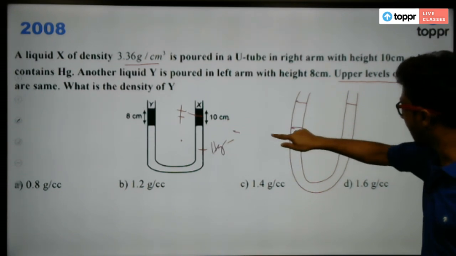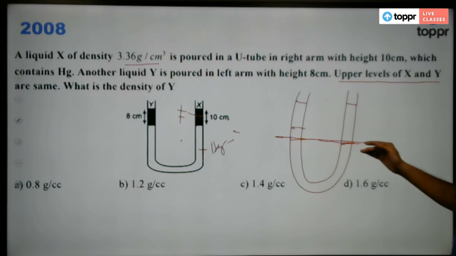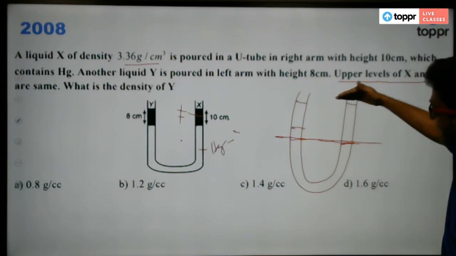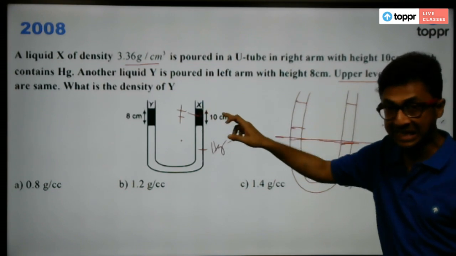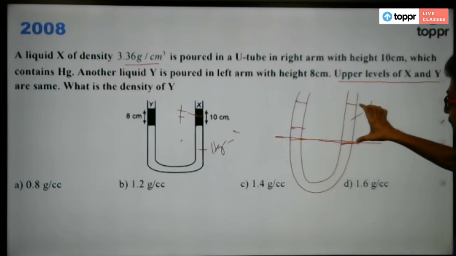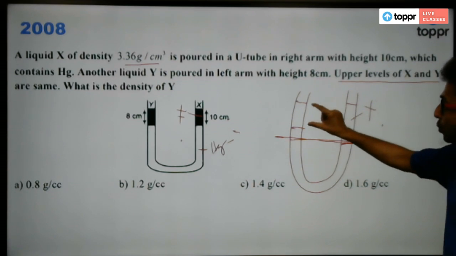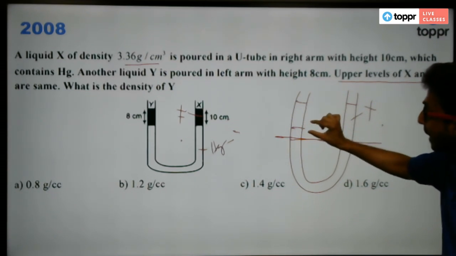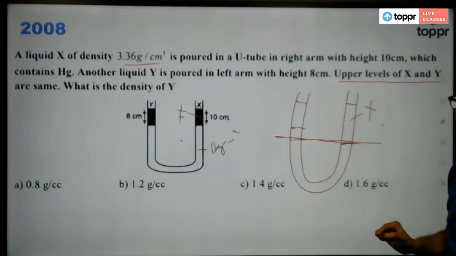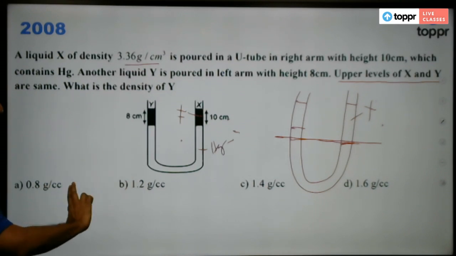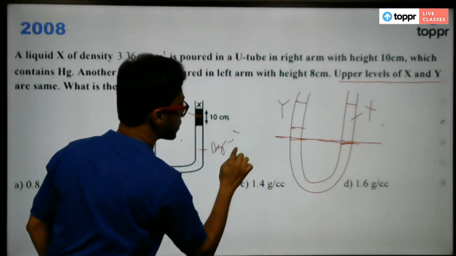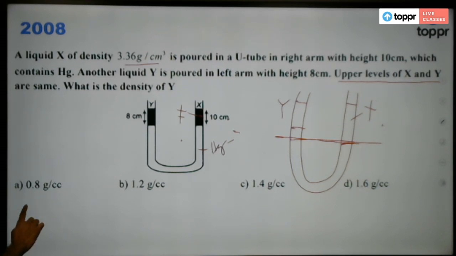Now pressure at one level is always same. So if this is same, this is atmospheric pressure. So we can say the pressure of this column of liquid X will be equal to the pressure of this column of liquid Y plus 2 centimeter of mercury, right? So we will be trying to equate these two. First of all, for X, let's find out the pressure.